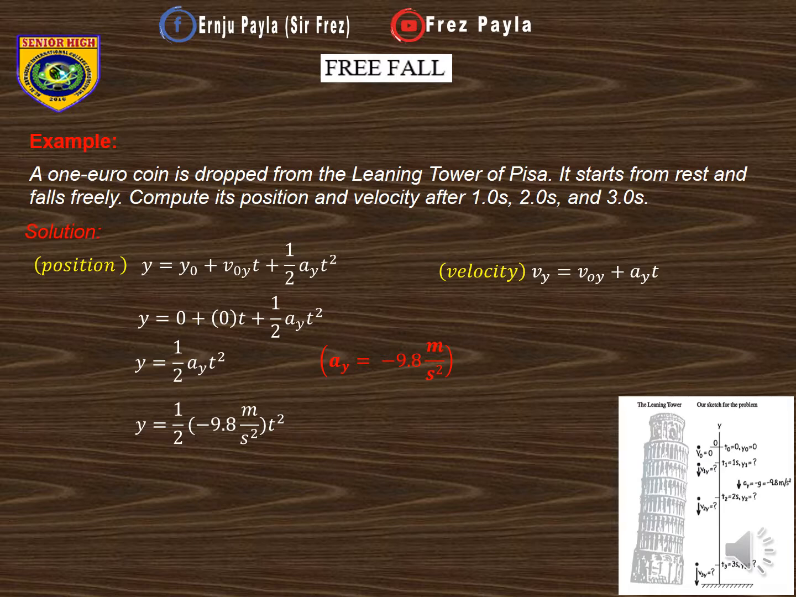So let's proceed to the velocity. Velocity is v sub y equals v sub o y plus a sub y multiplied by t. Remember that v sub o y is 0. So what remains is v sub y equals negative 9.8 meters per second squared multiplied by the time. This is what we will use for the velocity.